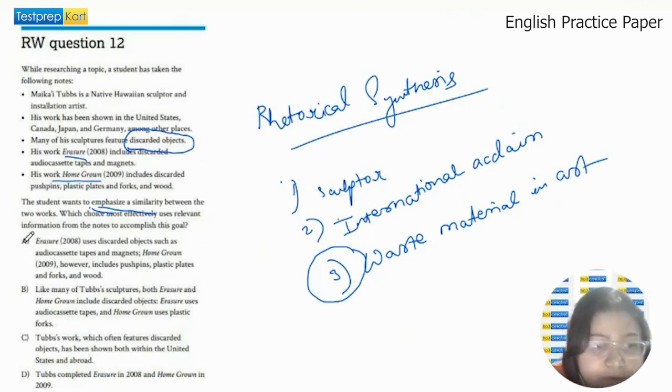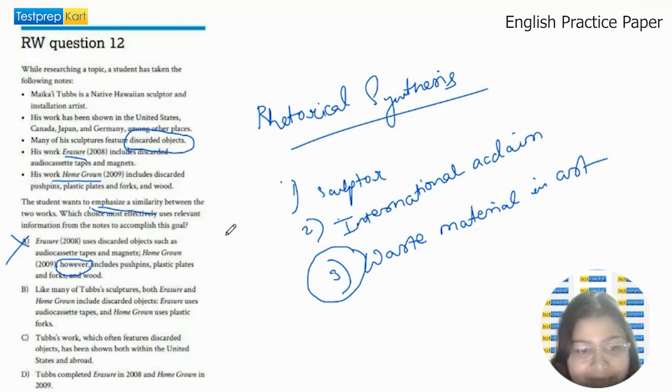Let's look at the options. Erasure uses discarded objects such as audio cassette tapes, magnets. Homegrown, however. The use of however here makes this choice incorrect because they are both using waste material, and however is a contradictory transition. When we use however in the beginning of a sentence, it means whatever is coming after however is contradictory to whatever came before it. Now, these are not contradictory information. These are similar because Erasure and Homegrown are both using the same type of material. So A is incorrect.